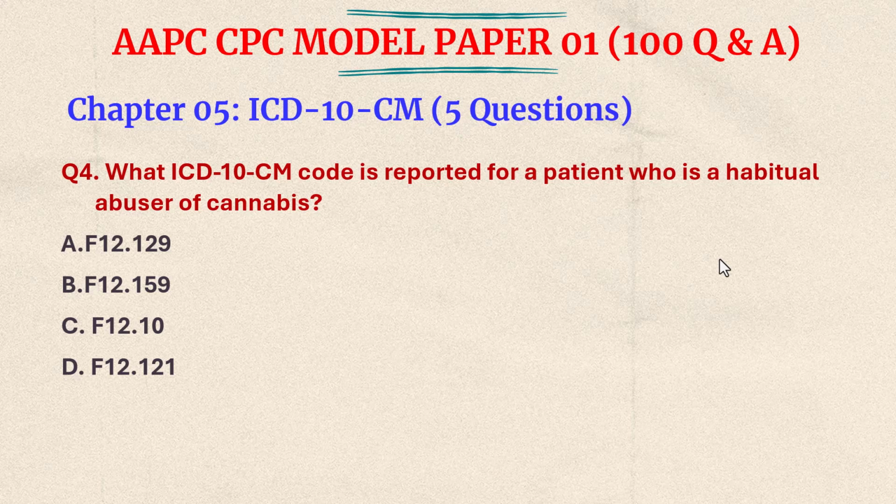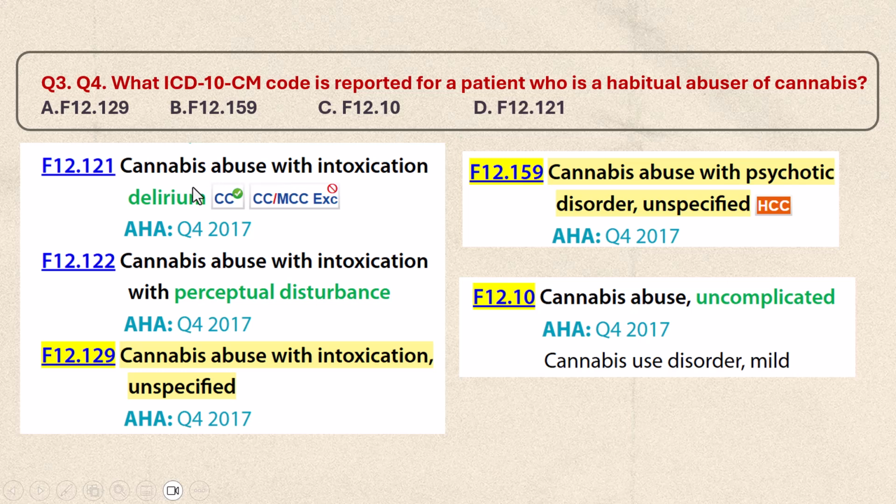Okay, in this case scenario, you can see all 4 answers. All 4 answers are based on F12 code. So you can directly go to the F12 code and find the answer. So when you go there, you can check all the codes. F12.129 is cannabis abuse without intoxication. Here the patient is habitual abuser of cannabis. It didn't say any dependence or any complication or nothing told there. So you can omit this answer.